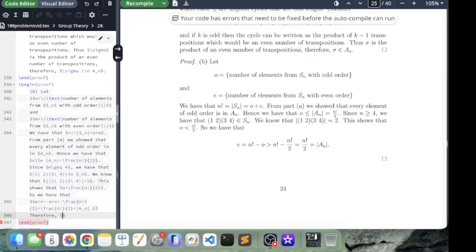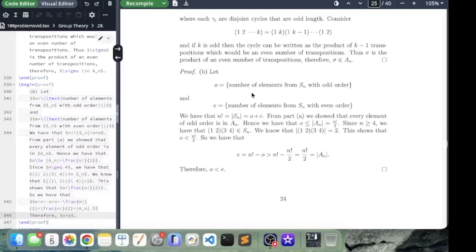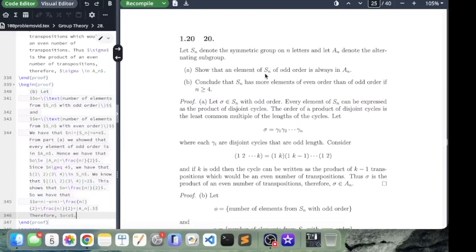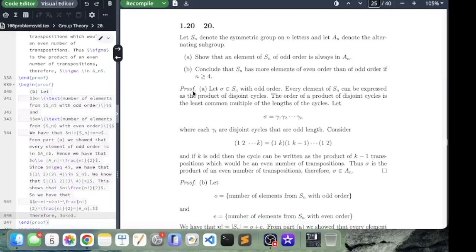Therefore, O is strictly less than E, which is what we were trying to prove. The number of elements with odd order is strictly less than the number of elements with even order if n is greater than or equal to 4. And we're done.